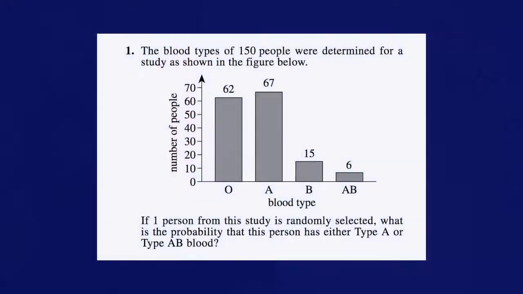The blood types of 150 people were determined by a study as shown in the figure below. And then you have a chart with 4 bar graphs. And it says, if one person from the study is randomly selected, what is the probability that this person has either type A or type AB blood?